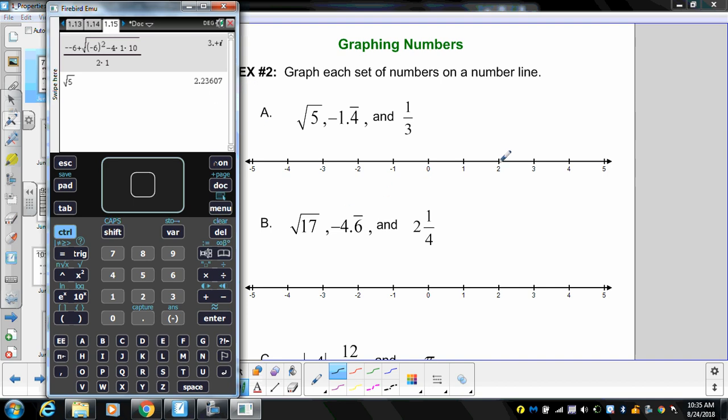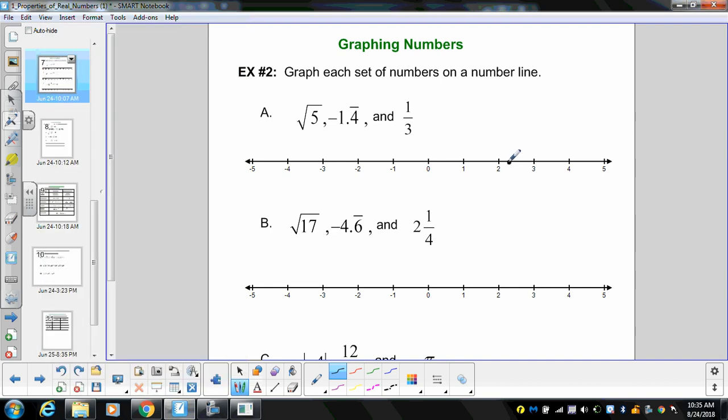So we're going to come over here to about 2, and not go quite halfway, but maybe halfway between the halfway point. We're going to put a dot right there, and we're going to let that be the square root of 5. All right, then we're going to do negative 1.4. Again, this little line here represents repeating. So that just means it's negative 1.444444444, which is pretty darn close to negative 1.5. So we're going to put a dot about right here and call that negative 1.4 repeating.